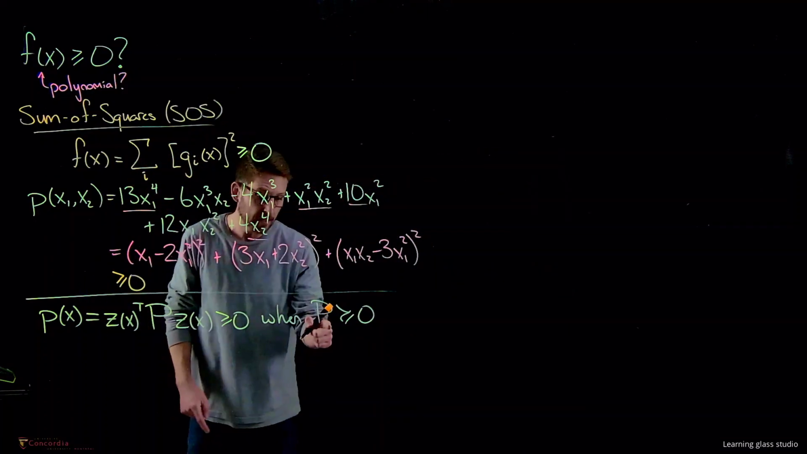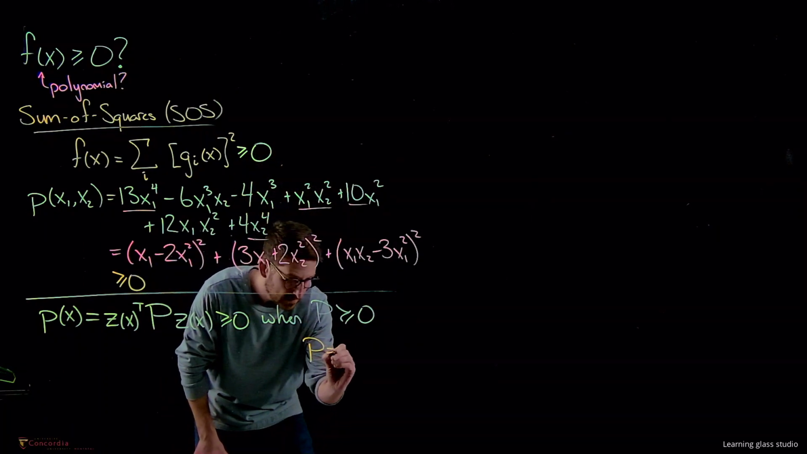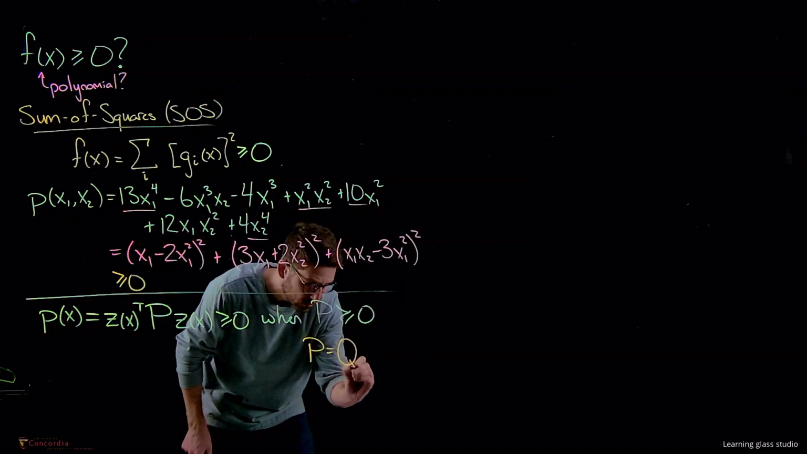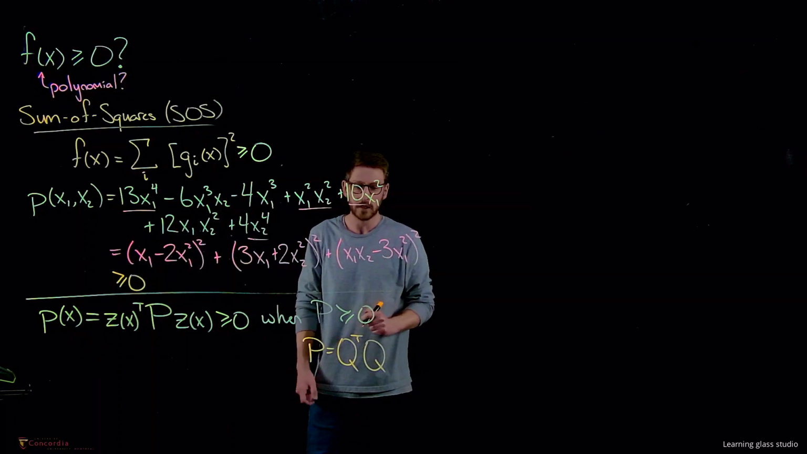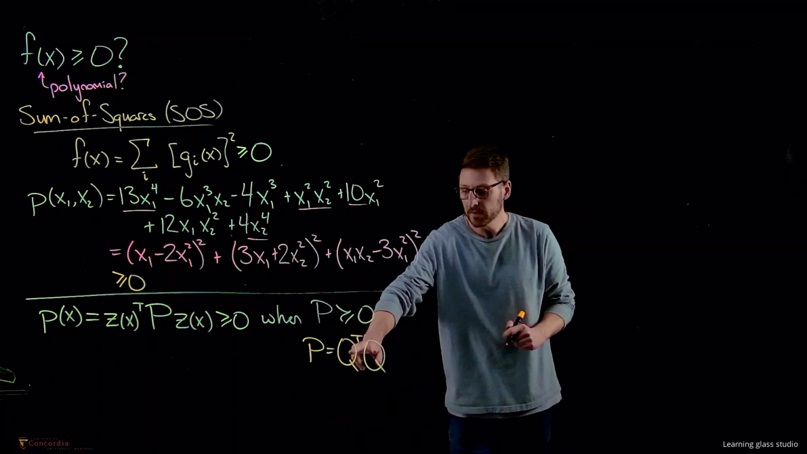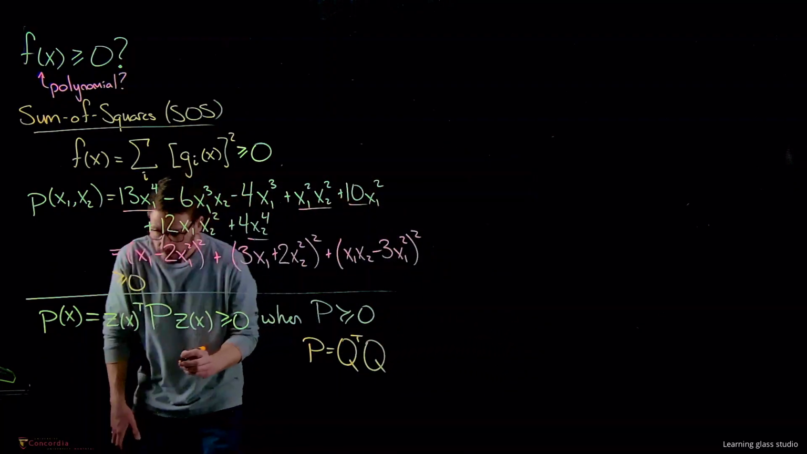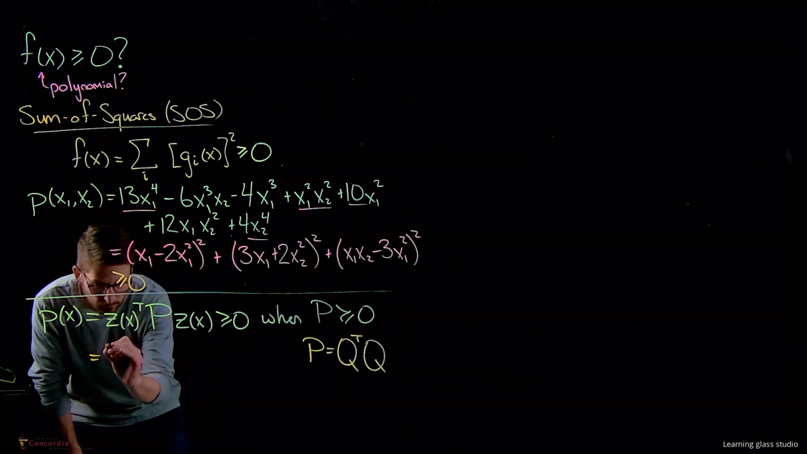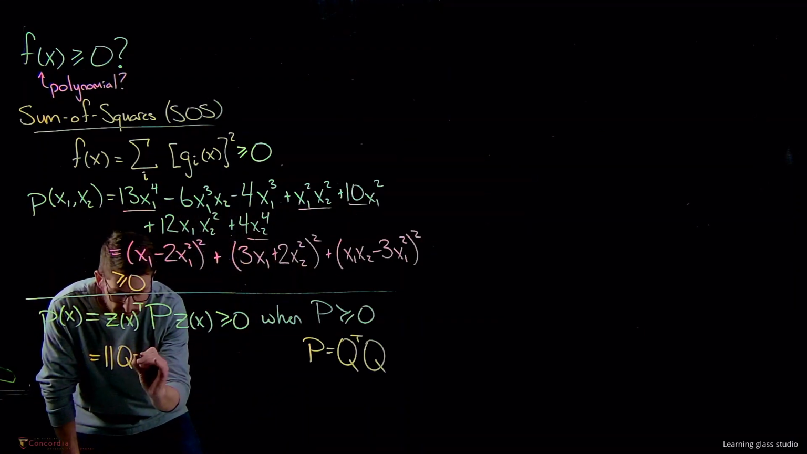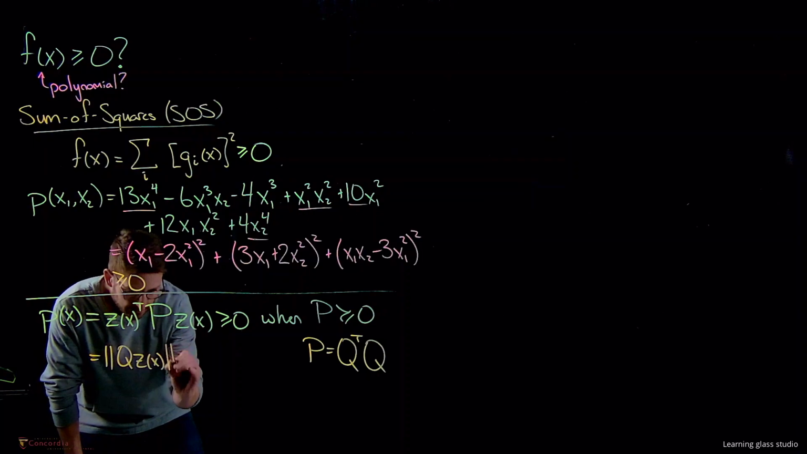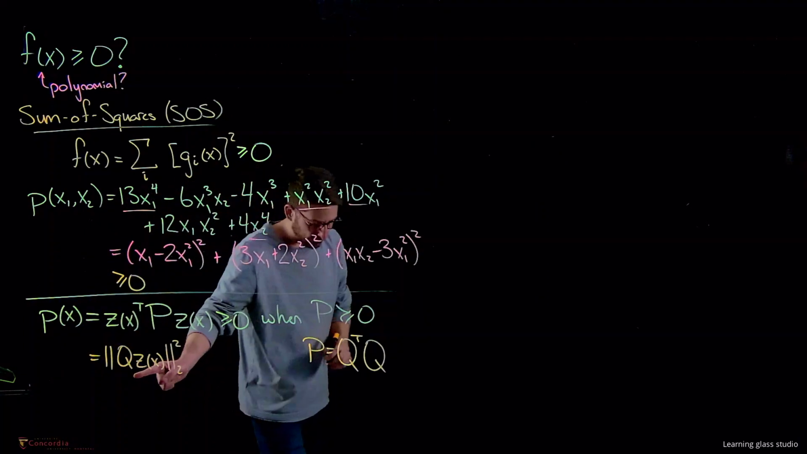Because if P is positive semidefinite, it has a matrix square root. That means that there exists a matrix Q so that Q transpose times Q is equal to the matrix P. This is a matrix version of square root. These don't have to be square matrices. P does. And so what you can see here is that this really just becomes Q times z of x in the L2 norm, which is itself a sum of squares, right?